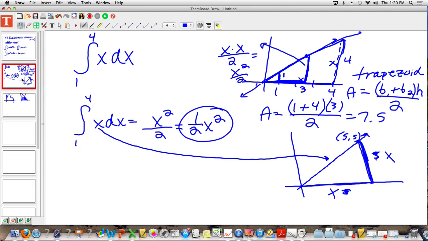I graphed this line. I graphed y equals x. This is what you guys have been doing. You graph the line y equals x. I want you to find the area underneath this line, but I want you to find it from 1 to 4. And we talked about how this is actually a trapezoid, and we calculated that if we were to use the trapezoid formula, we would end up with an area of 7.5.